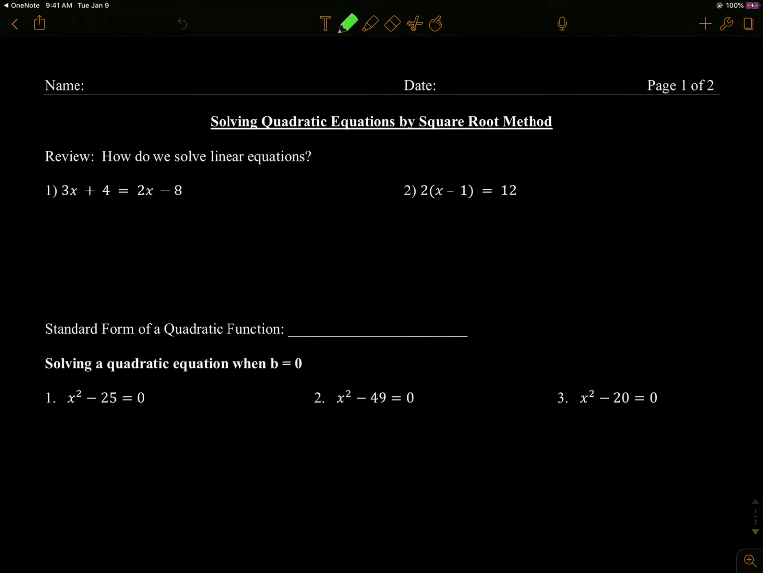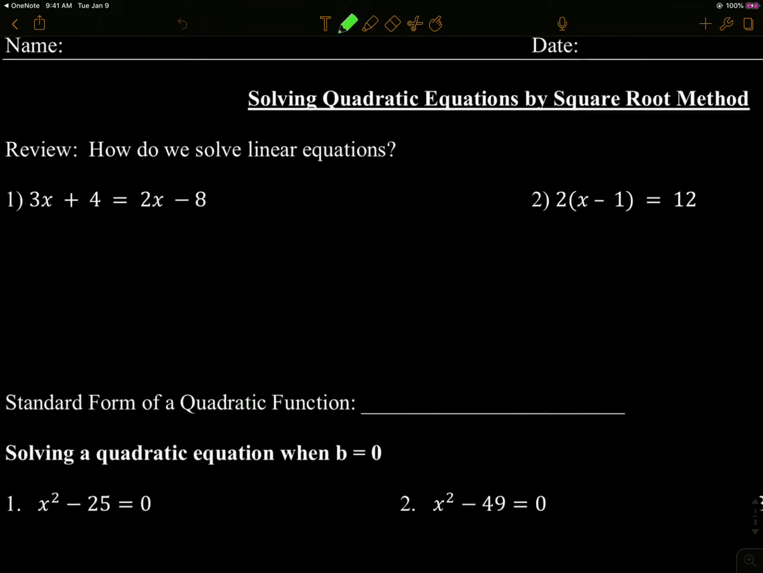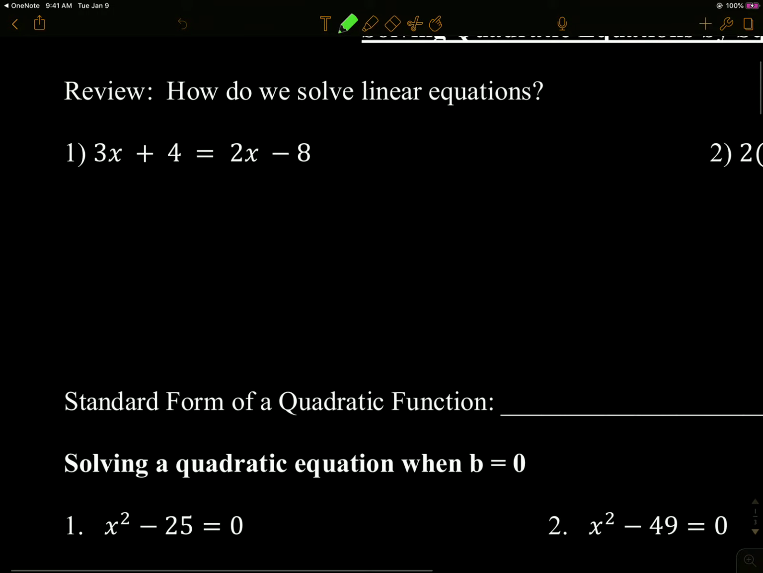Okay, we're going to look at how we solve quadratic equations. And so first we're going to review how we solve linear equations. So we solve linear equations by isolating the variable.